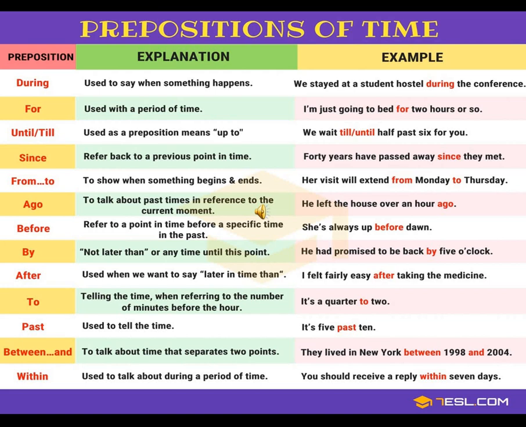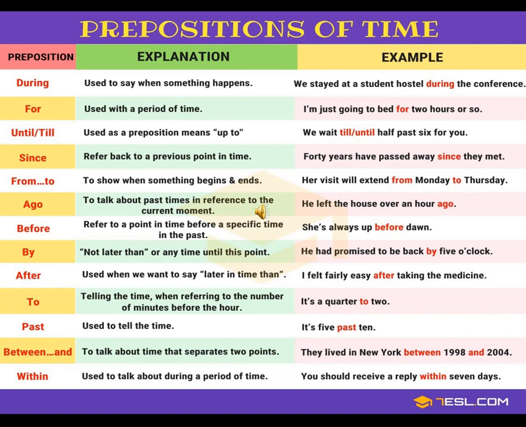Since refers back to a previous point in time. So when you're talking about a thing that is being continued from the past into the present, we use the word since. The example would be, 40 years have passed since they met. So it is something that is continuing from the past. From and to: if there is a from in the sentence, it would also have a to in it. The meaning of the prepositions is to show when something begins and ends. Her visit will extend from Monday to Thursday. So both the prepositions have been used here.